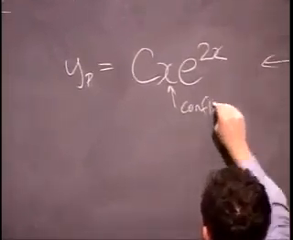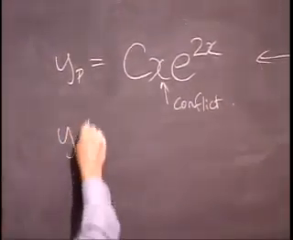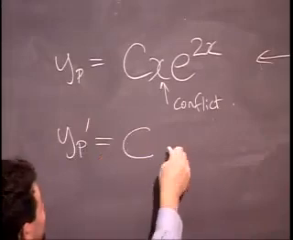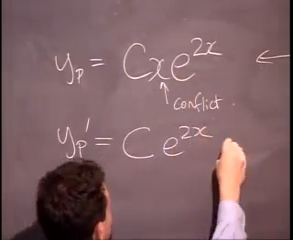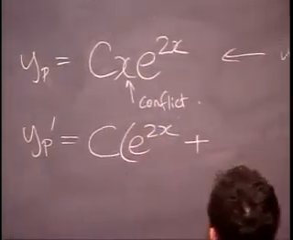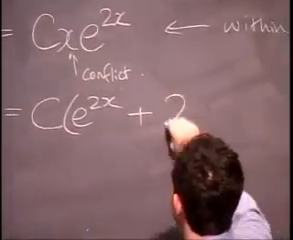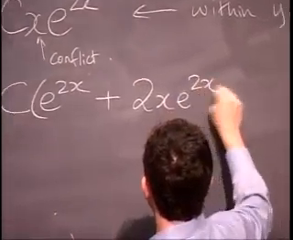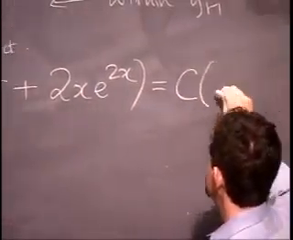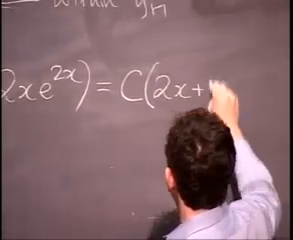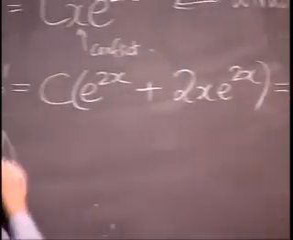This resolves the conflict. It also means we have to use the product rule, so let's do it. Yp prime is c times the derivative of x, rather, e to the 2x times the derivative of x, plus x times the derivative of e to the 2x. So it's 2x e to the 2x, which I'll write as c times (2x plus 1) e to the 2x. And now I have to differentiate again.